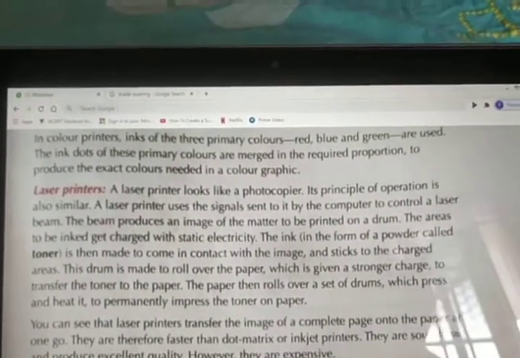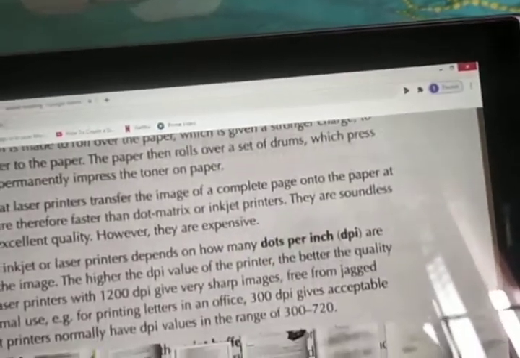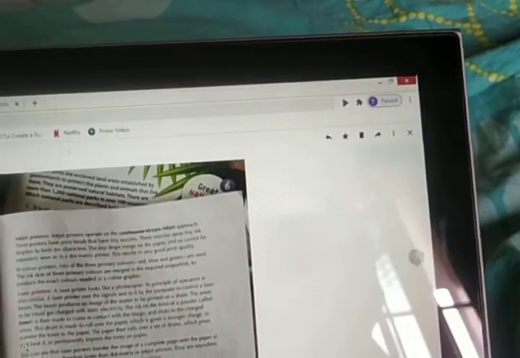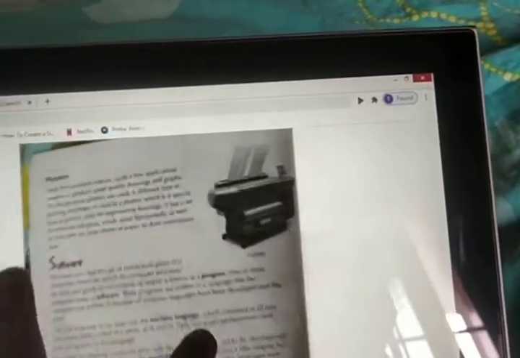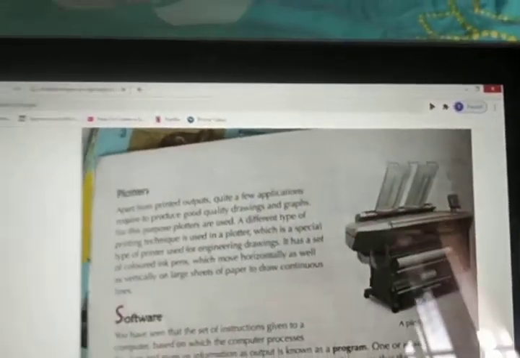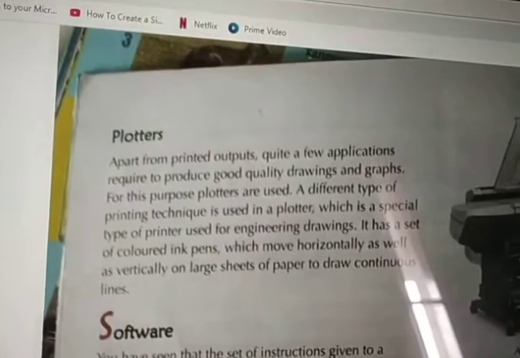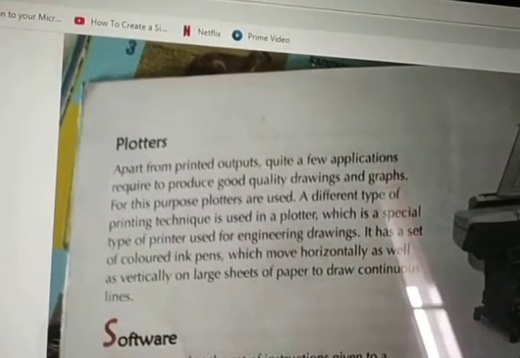Okay. Till now we saw about printers. We have one more last topic called plotters. By this I will wind up the class. Next class we will see about software. You have one more thing called plotters.